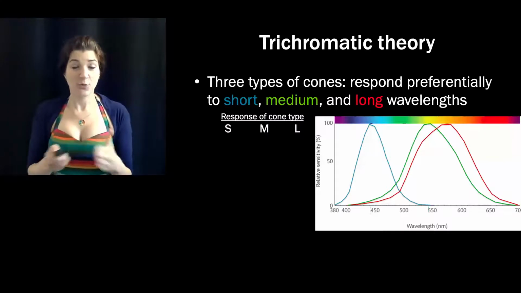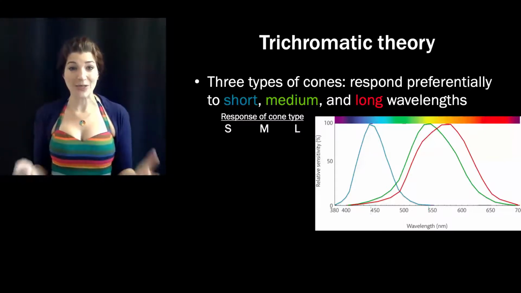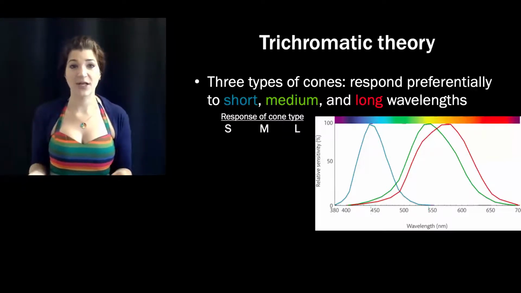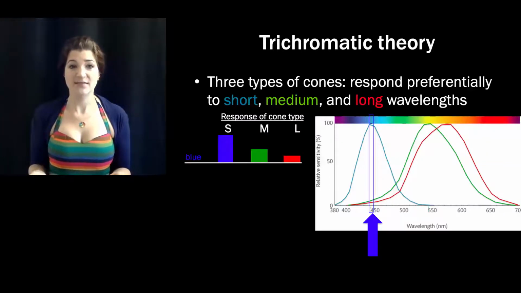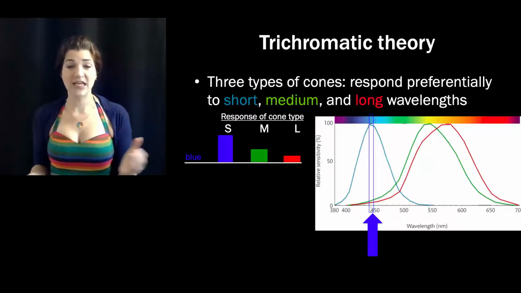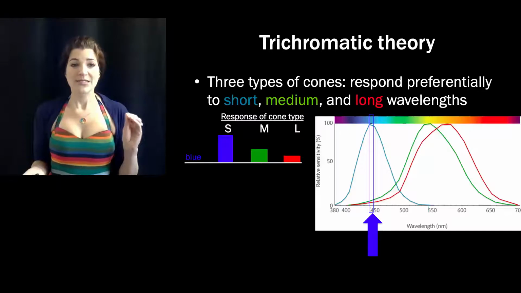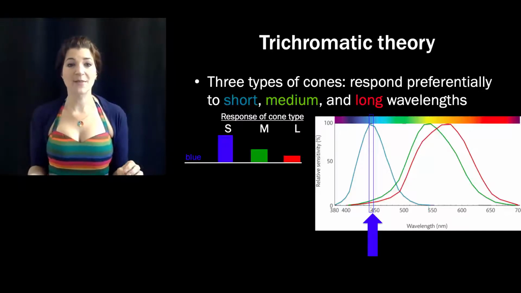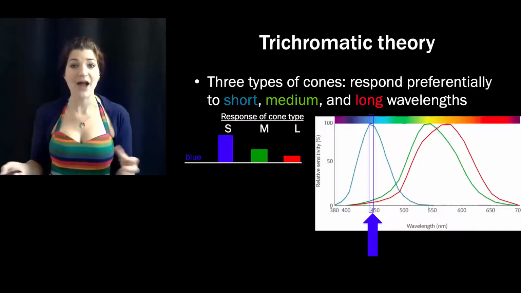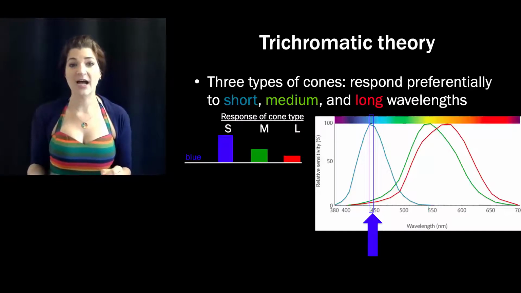Each particular wavelength of light produces a unique pattern of activity in the three cones. If we were to present this short wavelength light at about 440 nanometers, that would cause a lot of change in the activity in short wavelength sensitive cones, a bit of activity in the medium cones, and hardly any in the long cones. So perceived color is based on the relative amount of activity, the pattern of activity in the three types of cones.